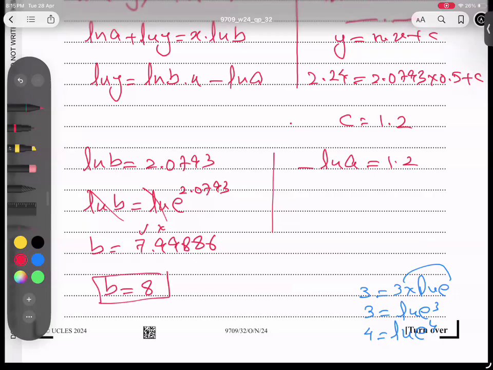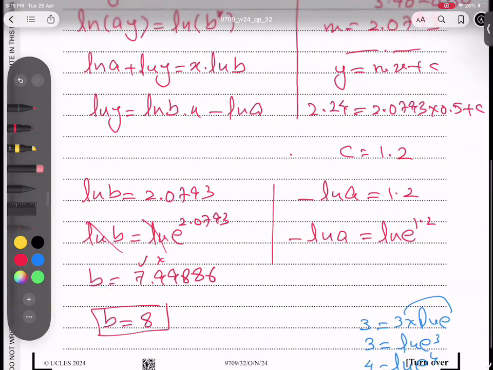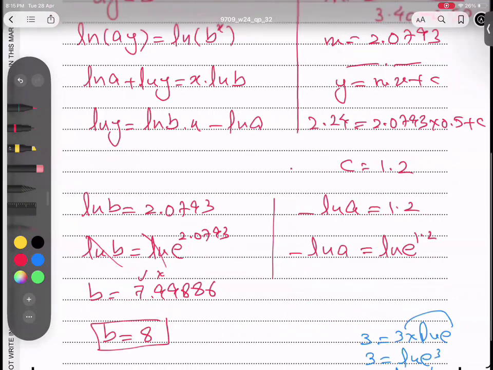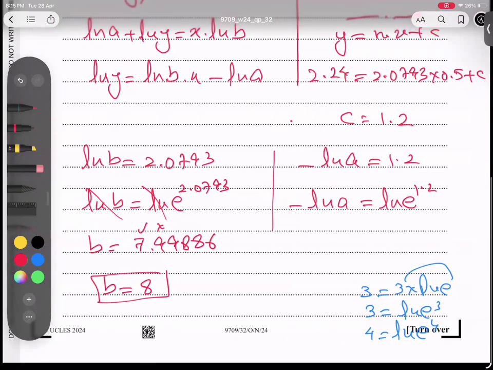And what on the right hand side, students? I can say negative ln a is equal to, I can write, ln e to power 1.2, but this negative is not acceptable here. Let me check. Yeah, okay, this is clear. So this negative sign I can bring onto the power of a as minus 1. Now students, ln cancels out, and 1 by a is equal to e to power 1.2, and a is equal to 1 over e to power 1.2.